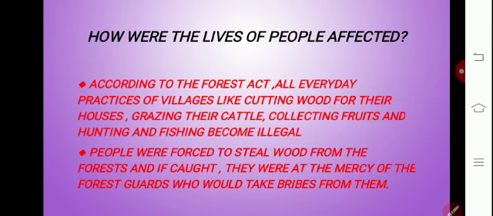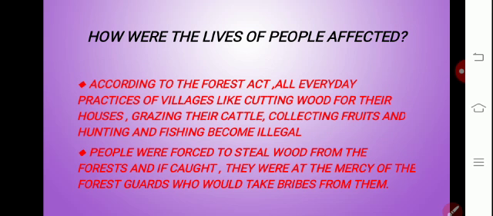According to the Forest Act, forests were divided into three categories, and the third one was given to the forest people, where everyday practices of the villagers like cutting wood for their houses, grazing their cattle, collecting fruits, hunting and fishing became illegal. All the things which were required, the work which they wanted to do, were declared illegal. So they were allowed to live in the forest, but they couldn't do anything in the forest. It became very difficult for them to survive in those forests.